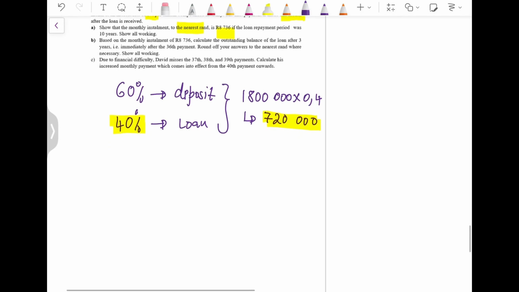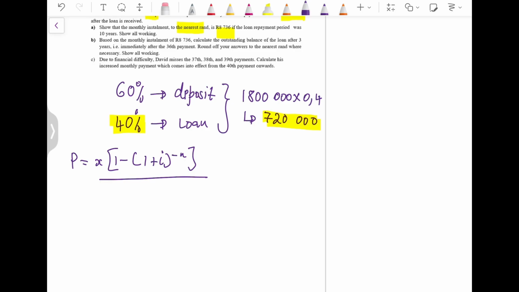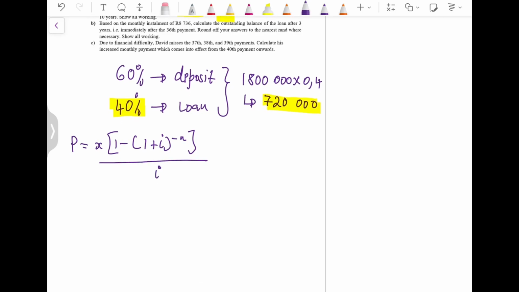Now, we write our formula first. So P is equal to X into 1 minus (1 plus i) to the exponent negative n, all divided by what? All divided by i. Okay. Now, what is our loan amount? The loan is 720,000, not 1.8 million, because 60% is paid in cash. This is equal to X that we are looking for.